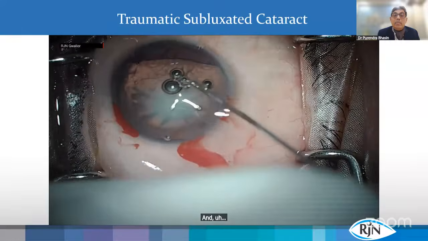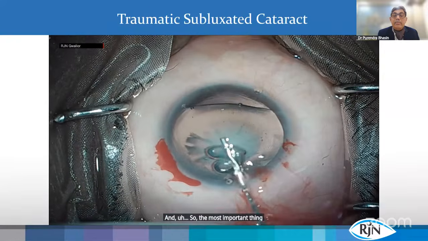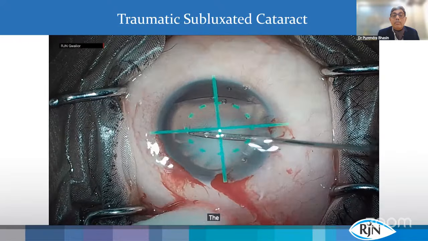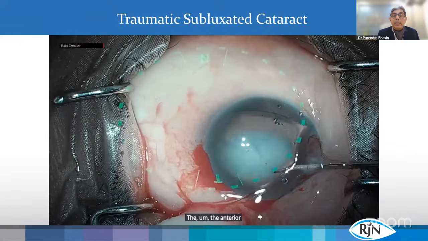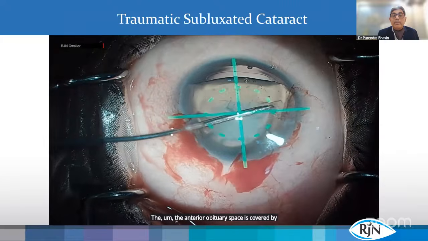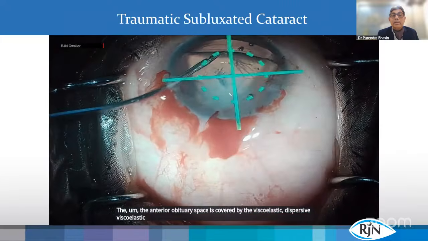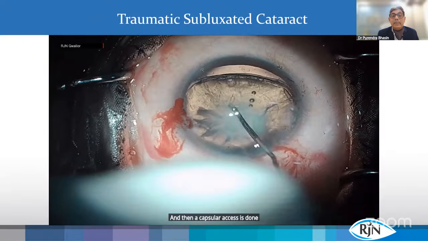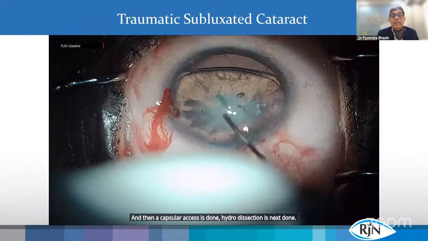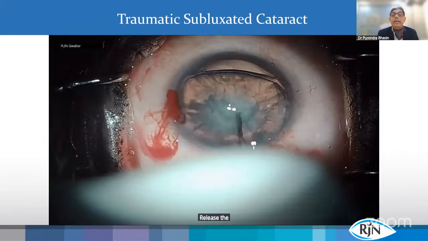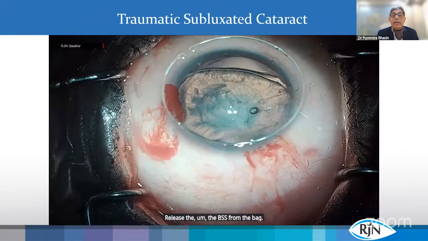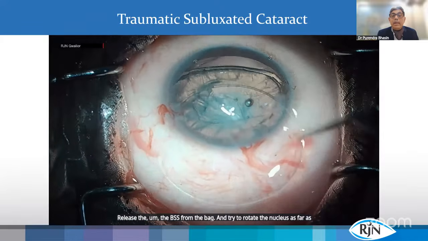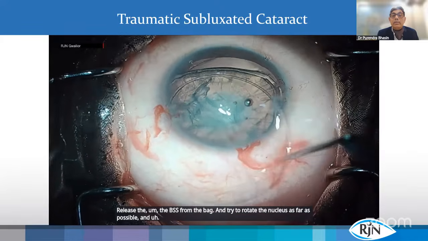So the most important thing is to prevent further prolapse of the vitreous. The anterior vitreous space is covered by the viscoelastic. Dispersive viscoelastic is better. And then a capsulorhexis is done. Hydrodissection is next done. Release the BSS from the bag and try to rotate the nucleus as far as possible. And CTR is placed.